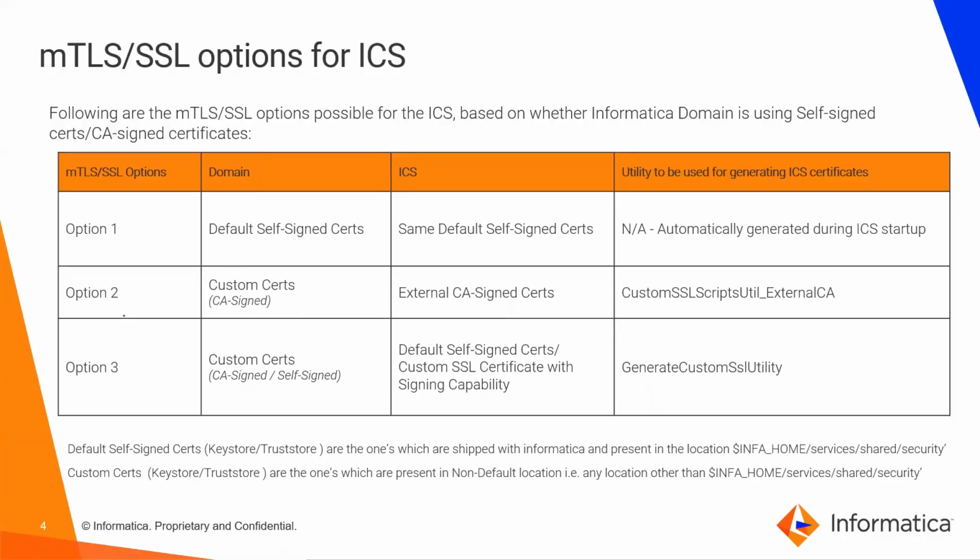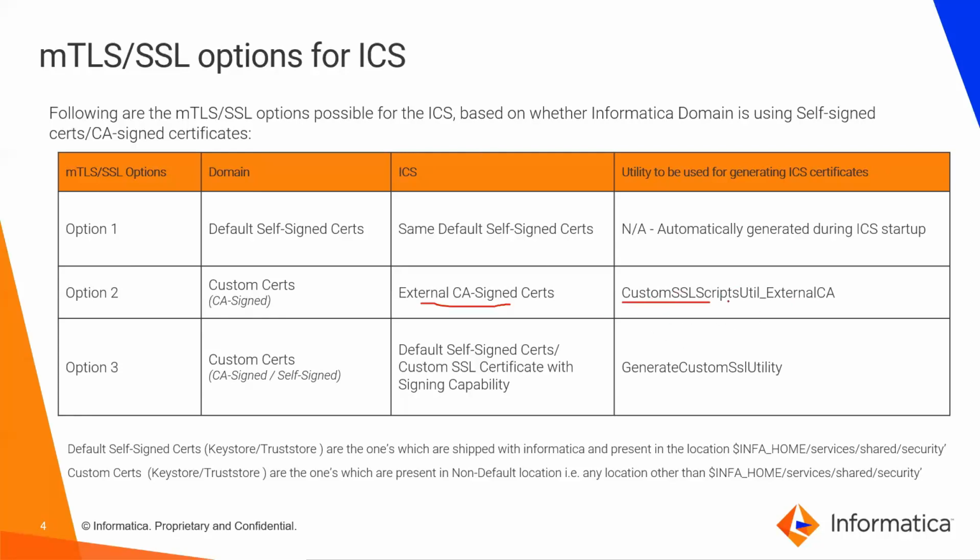Second option is if you want to use any custom certificate. So let's say you are using any custom CA signed certificate at the domain level, and even for the ICS you want to use any external CA signed certificate. An external CA signed certificate means a certificate which you get signed from any external certificate authority like GoDaddy or DigiCert. So in those cases, you need to generate the certificate for your ICS service using a utility which we call the script utility.